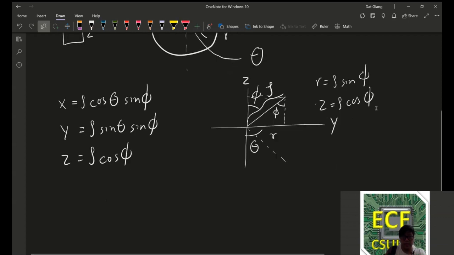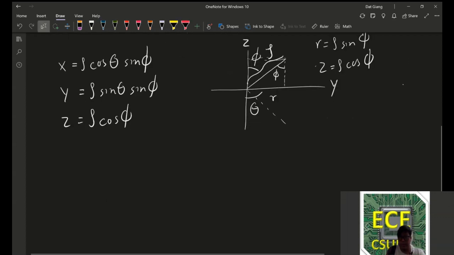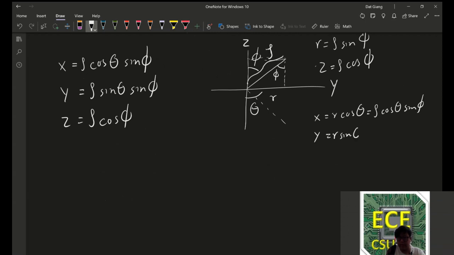So as such, when we first plugged in cylindrical, we had x equals r cosine theta. But plugging this in, we have rho cosine of theta sine of phi. Y was equal to r sine of theta, but is now equal to rho sine of theta sine of phi. Z was also equal to z, but in this case we show that this is rho cosine of phi.